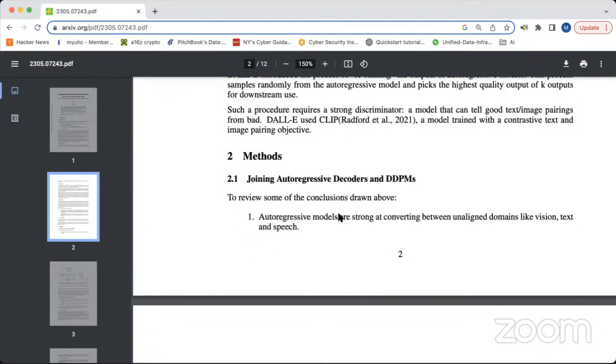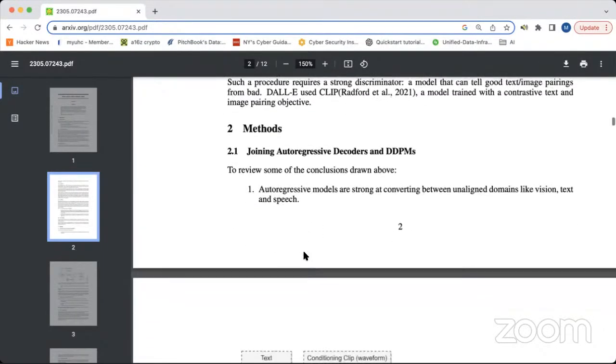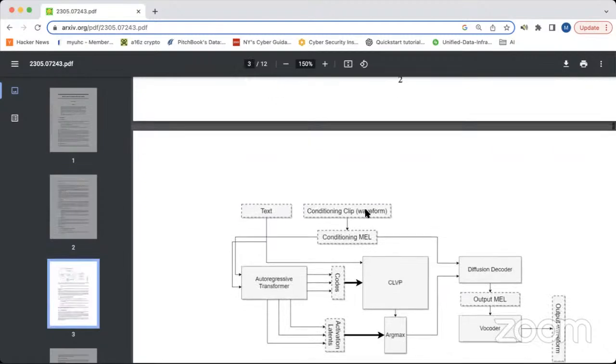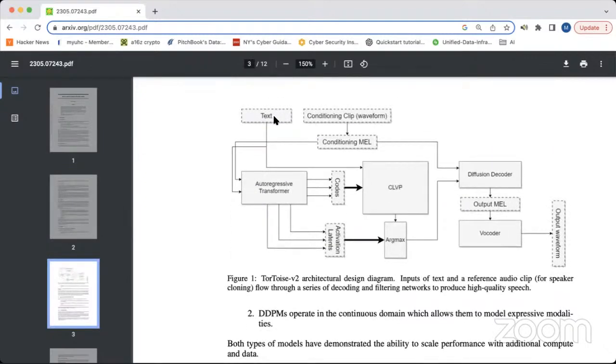So I found section 2 the most important one. Here he says autoregressive models are stronger at conversion between unaligned domains like vision, text, and speech. We all know that. So in this case, he took a text and a conditional clip.